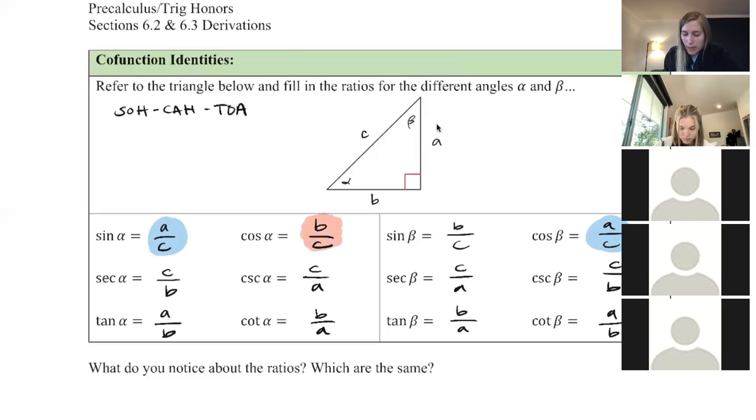We have a B over C and a B over C. C over B, C over B. C over A, C over A. A over B, A over B. And what color could I use that would be different? B over A, B over A.